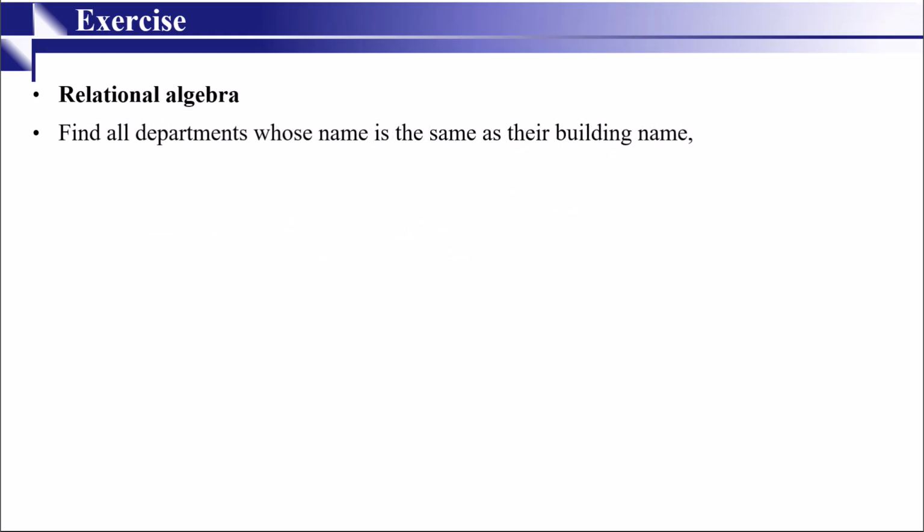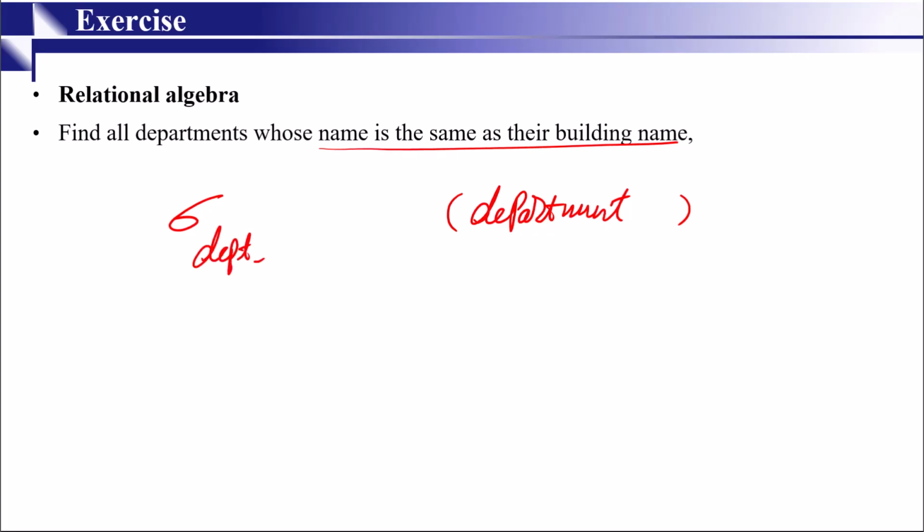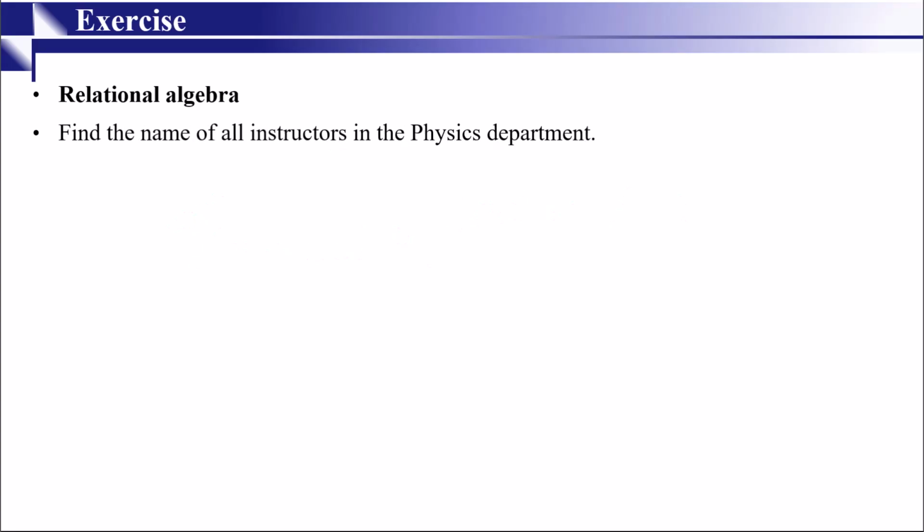Find all departments whose name is the same as their building name. So we go for the department table, we select with a condition. It means in the department table, if the values in department name are equal to the values in the building column, it means okay, right? So we write department name is equal to building. Very easy, right?